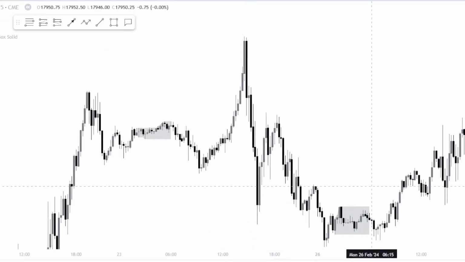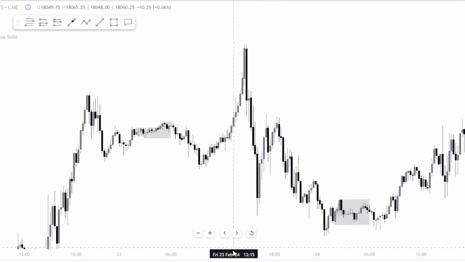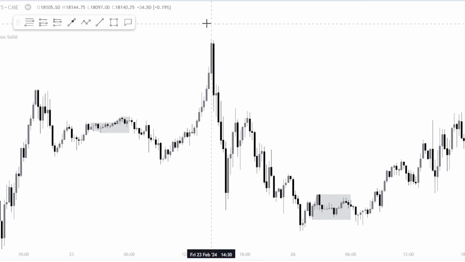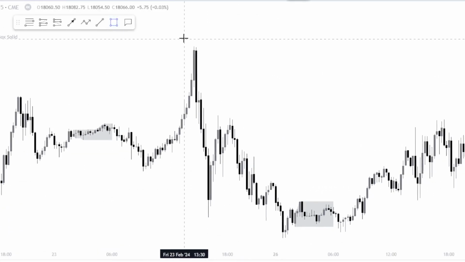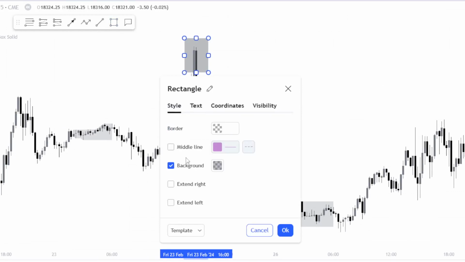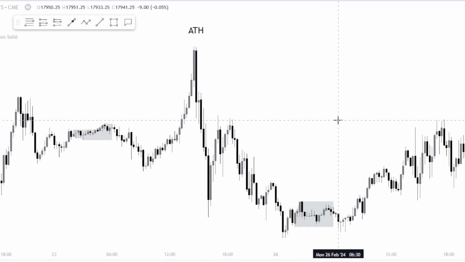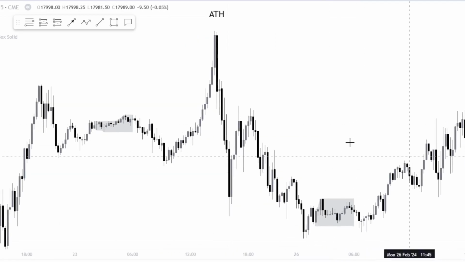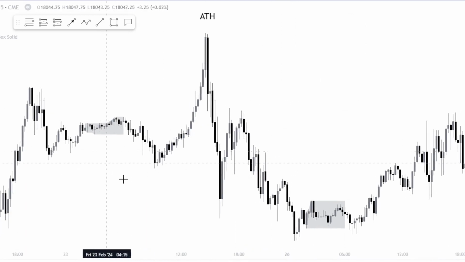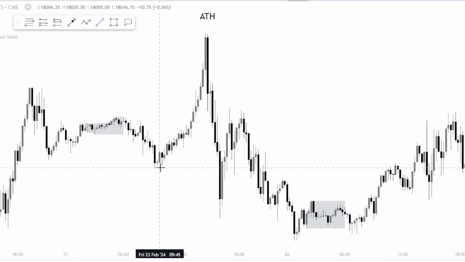So let's see. On Friday, the 23rd of February, we had price that rallied up, giving the initial all-time high at that point. So this was our initial all-time high up here, ATH. Now, since then, we had a break, we had a CHoCH. So we had an M15 CHoCH, and this is very simply how you'd mark it up. This would be our initial change of character over here.